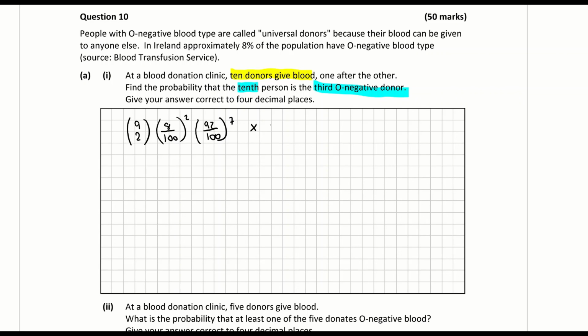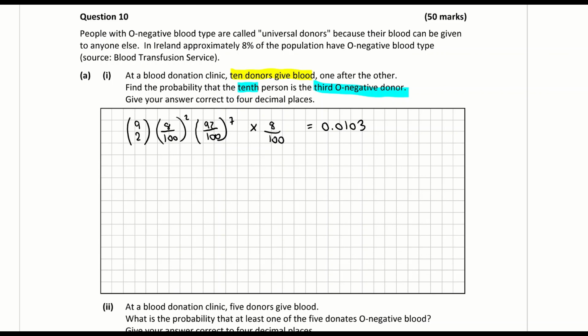And the probability of that happening is 8 out of 100, or 0.08, or 8% basically. So I'm including the first 9 people here, and then the 10th person here, because that one must be O negative. And when I multiply that out on my calculator, I'm getting a decimal of 4 decimal places at once, so 0.0103. That's my answer to 4 decimal points.